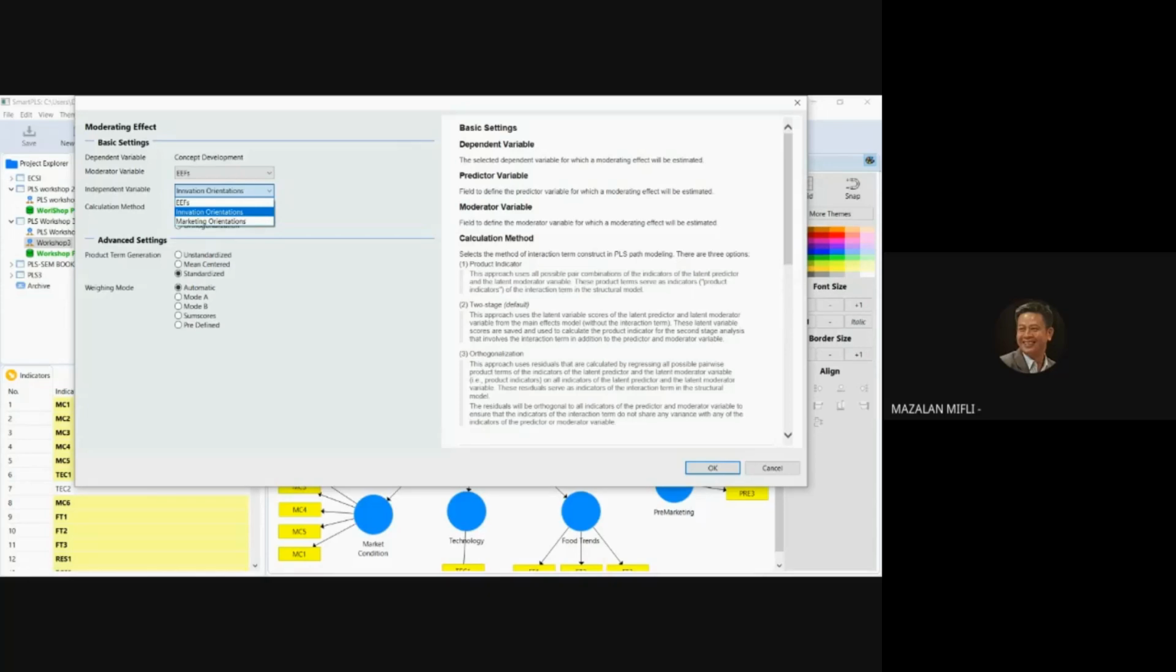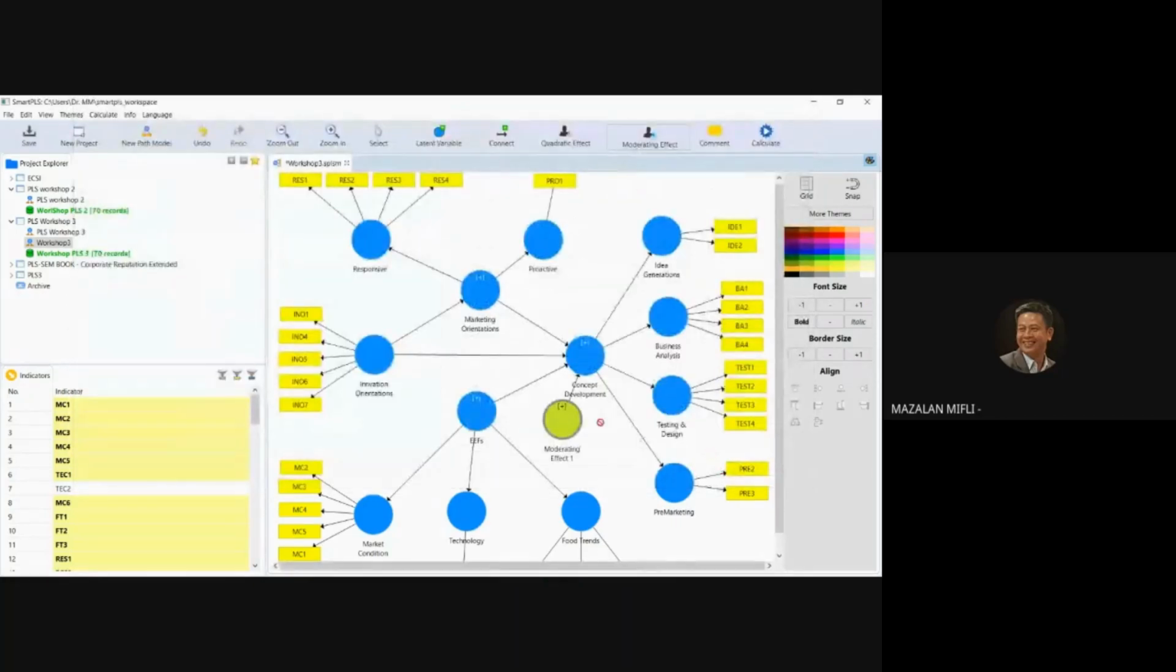This is the beauty of SmartPLS. It becomes so handy nowadays that you can pick anyone. So if you want to test several, you can, then it will appear. I'm going to use product indicators as well, not the two-stage. All right. So moderator is here, independent here. Standardized, automatic. Okay, that's fine. All right. So we are going to run.